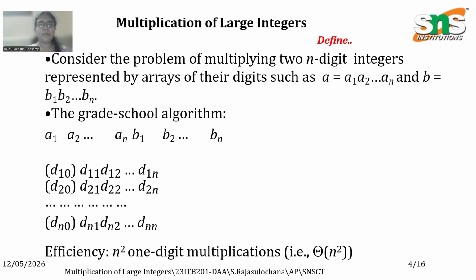So consider a problem where you want to multiply two n-digit integers. They are represented by arrays of digits, such that array A contains the digits A1, A2 to An, and array B contains the digits B1, B2 to Bn. Traditional multiplication happens like A1 is multiplied with B1, B2, B3, and it goes on until An is multiplied with B1, B2, to Bn. So the final answer you will get like this, right?